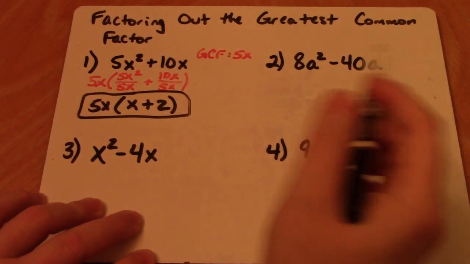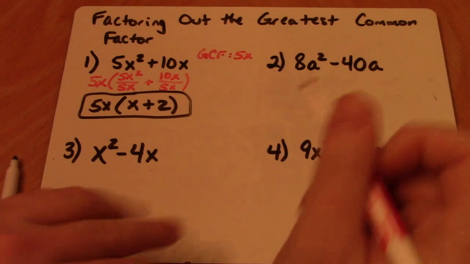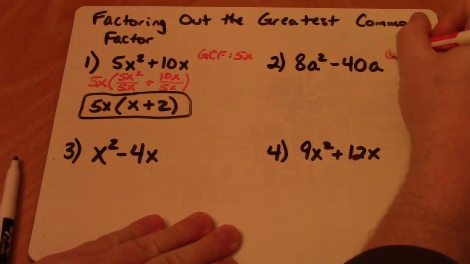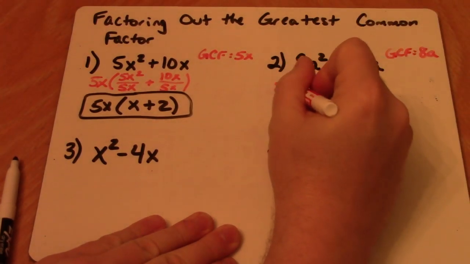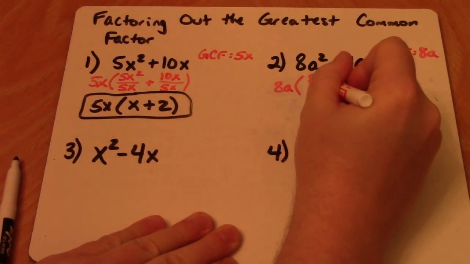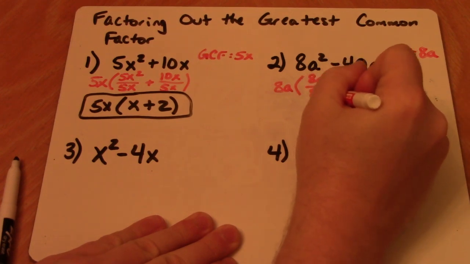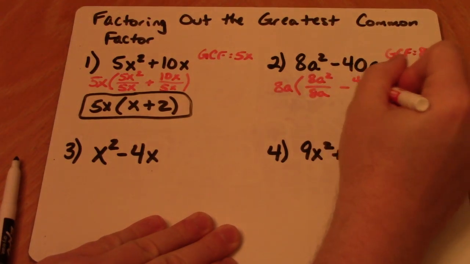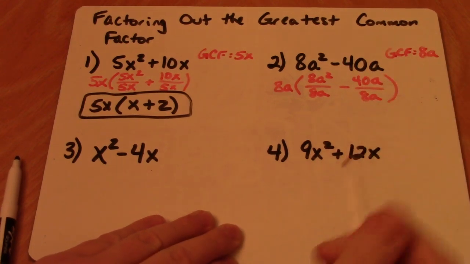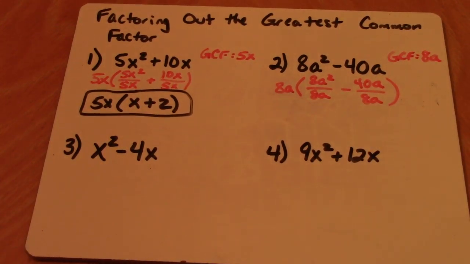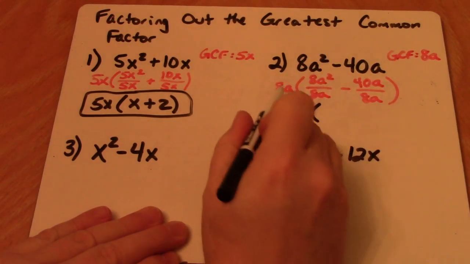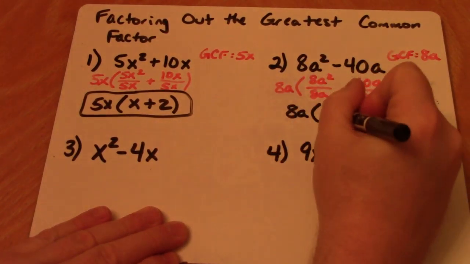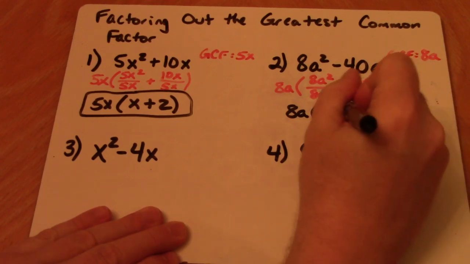On number 2, both of these terms are divisible by 8, and they both contain an a. So the GCF would be 8a. Once again, and I will not show this in any of the additional answers, when we factor out 8a, we are going to divide both terms by 8 and by a. I will not be showing that work step again, as we've done this several times this year, and in theory we should already know how to do it. So we have the 8a out front, and on the inside we have a minus 5.